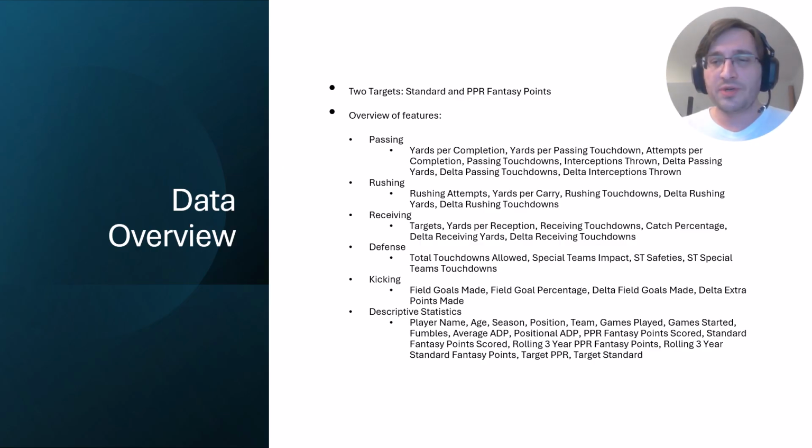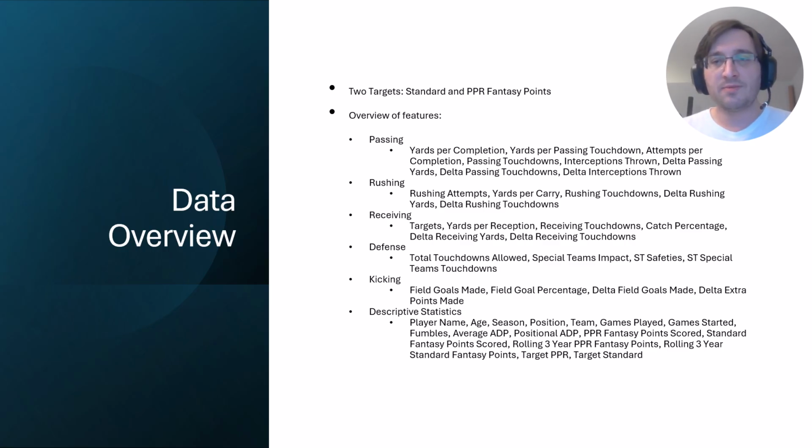Here in our data overview, we show the finalized form of our data set. First we have two targets, the standard and PPR fantasy points. These are the major scoring systems for fantasy football, and we are using both of them. For the features, we see 5 different positional features that are mostly focused on the actual positional performance metrics, and we also have descriptive statistics that provide more general statistics that are relevant to all positions. For those positional features, we have passing, rushing, receiving, defense, and kicking.